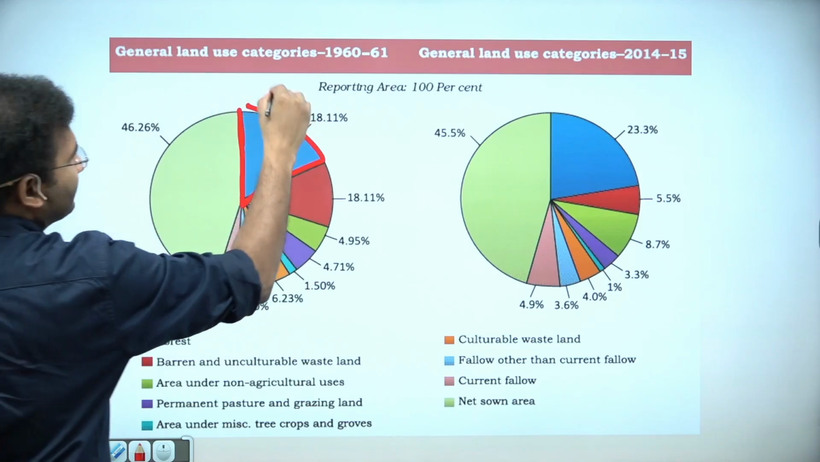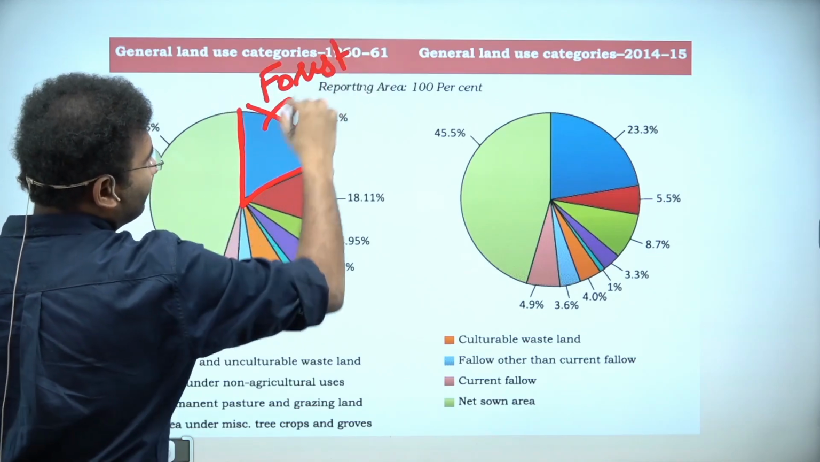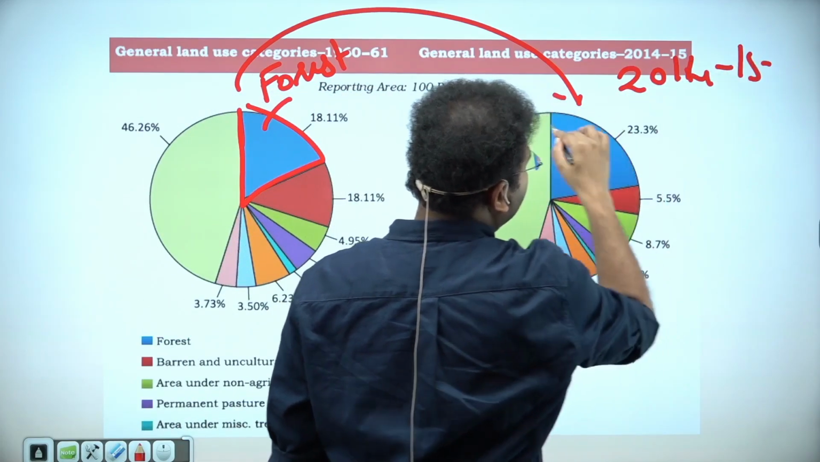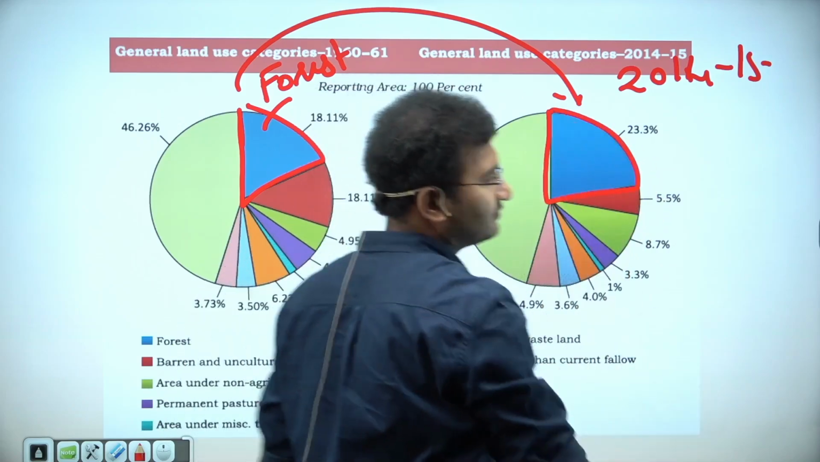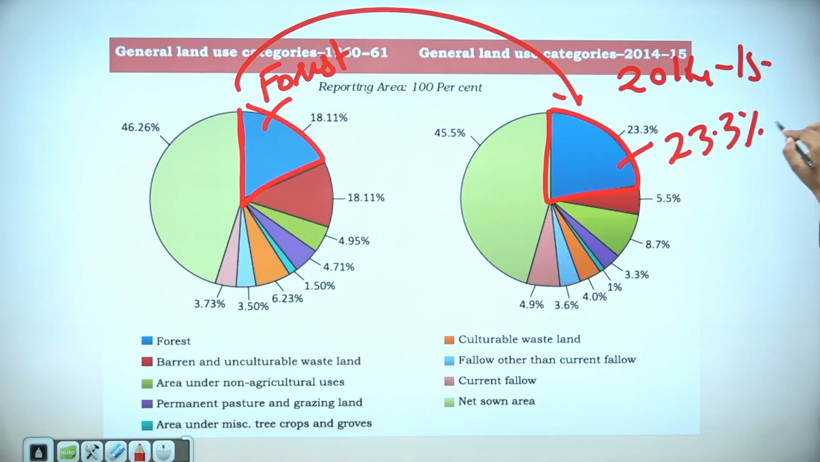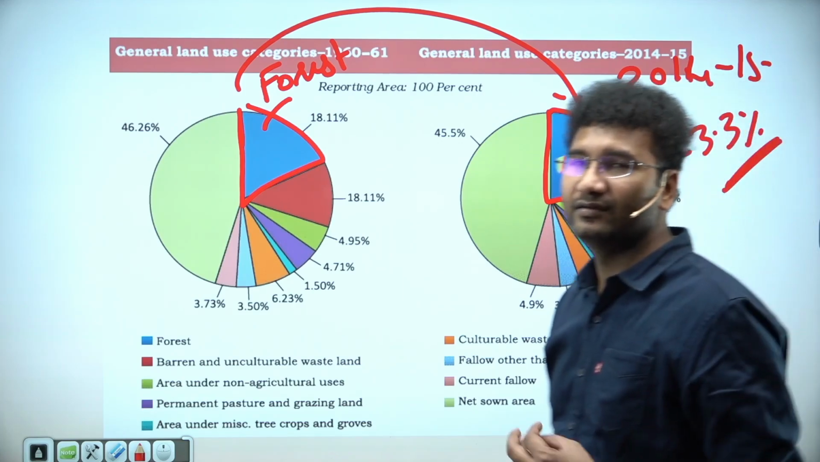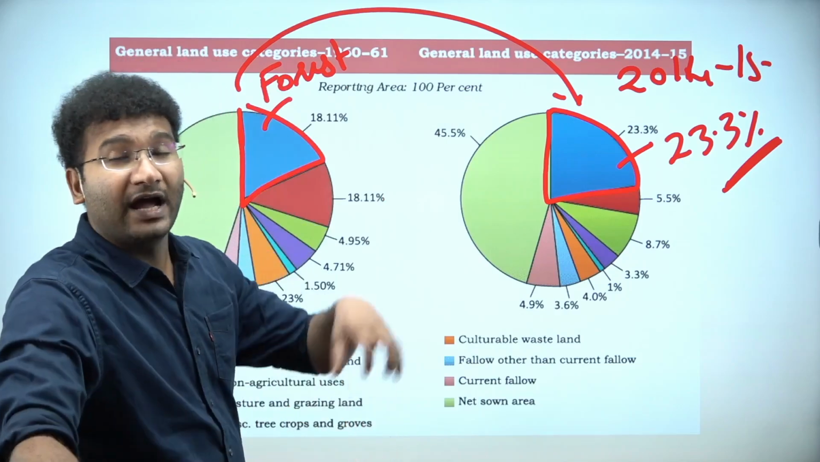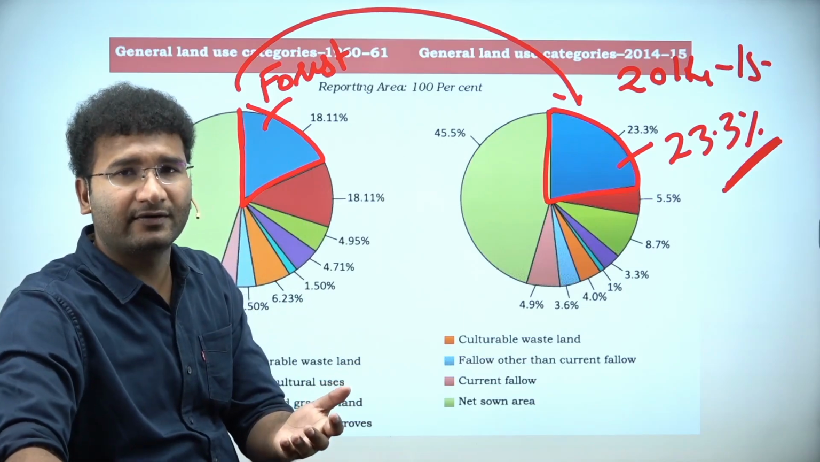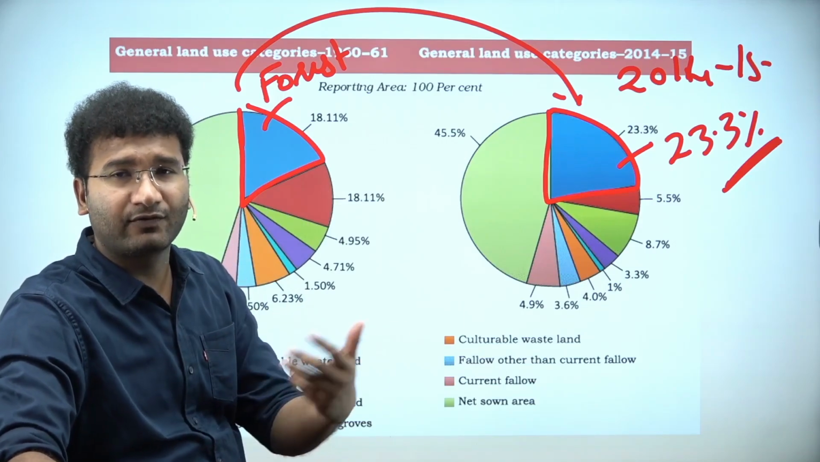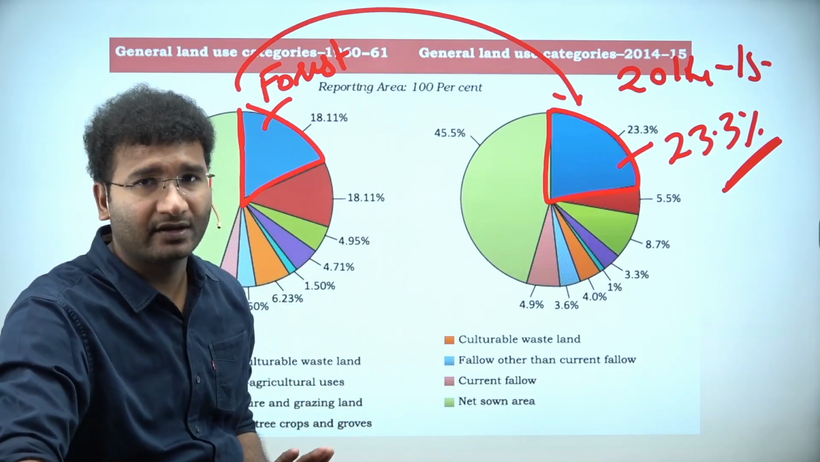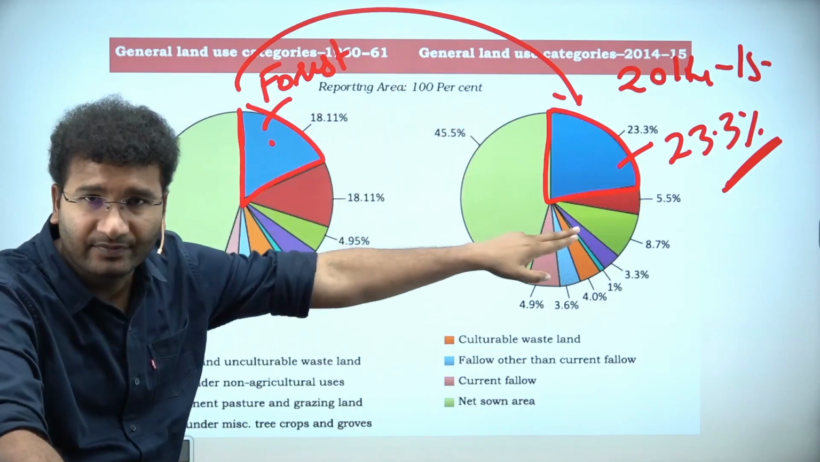But please come and look into this parameter, 18.11%. This is the forest. Now come to 2014 and 2015. Did we increase or decrease the forest area? Today 23.3% of the total geographical land is covered with forest. I am not talking about actual forest, it is forest. Forest means 1 hectare of area. If you take that definition and forest land, forest area all together, it is 23.3%. So we have increased the forest, right?